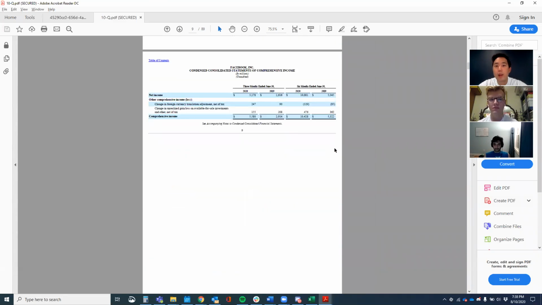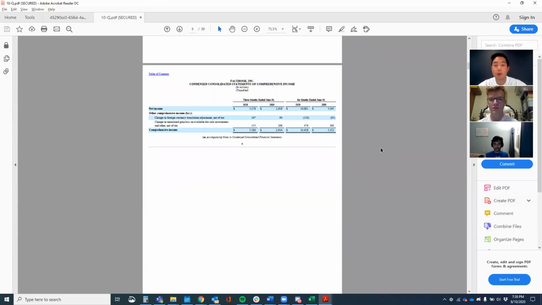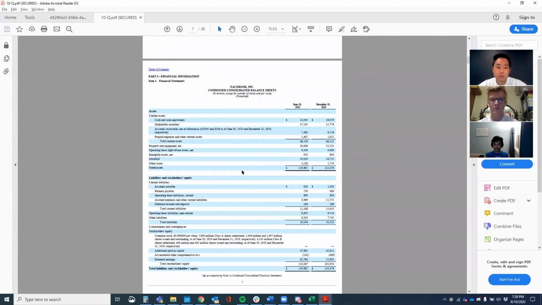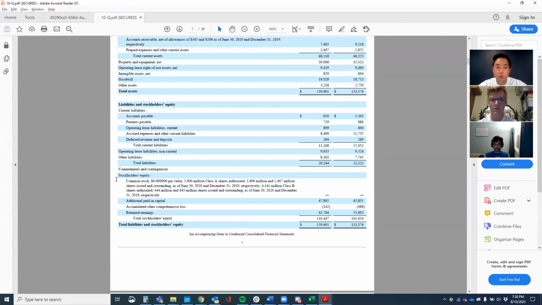And the footnotes will be about each item under these, generally in order. So where would we find out what kind of classes of shares they have? The answer is under stockholders' equity, right? Because that's equity. So usually we want to look on the balance sheet. Here they say we have common stock. We have 2.407 million shares outstanding.